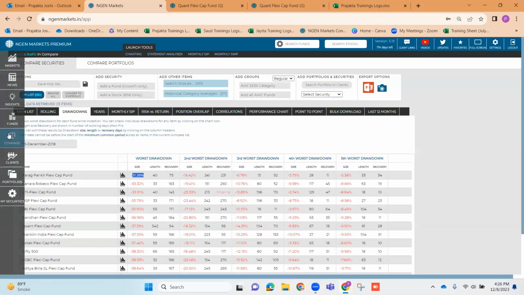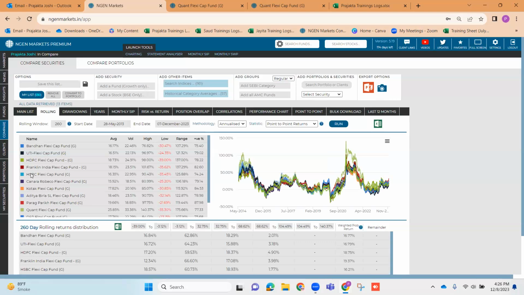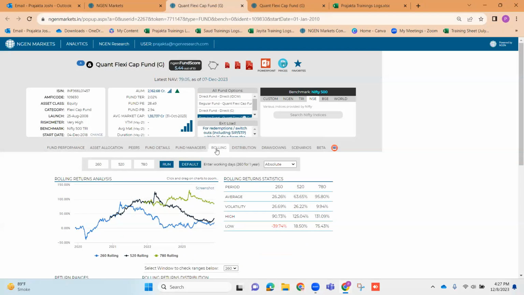Lastly, let's have a look at the rolling returns analysis. And these, again, can be done at an individual fund level, on a list of funds, and on a portfolio level as well. To check individual fund rolling analysis, you can simply load in a fund in a new tab, and there's a rolling analysis tab specifically given for you, wherein you can compare rolling returns analysis over 3 time periods simultaneously.